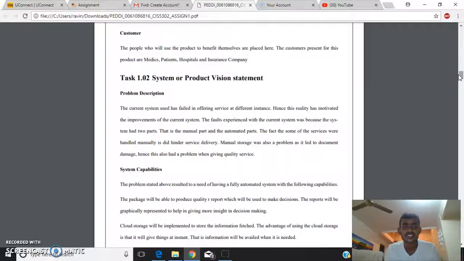First one is the problem description. Description in the sense the system has failed in offering service at different instances. In the sense, the reality has motivated the improvement of the current system, meaning the faults experienced with the current system. The system had two parts: the manual part and the automated part. Manual storage was also a problem and it led to document damage, and hence it is also a problem in giving quality service. And the next one is the system capabilities.